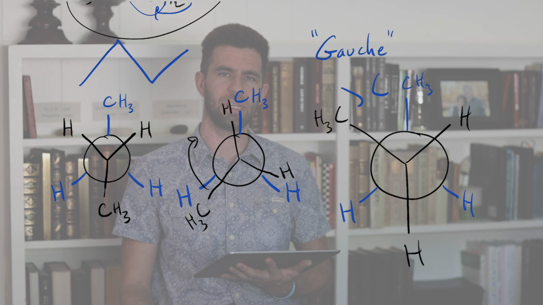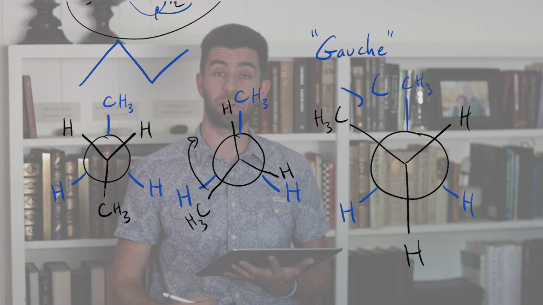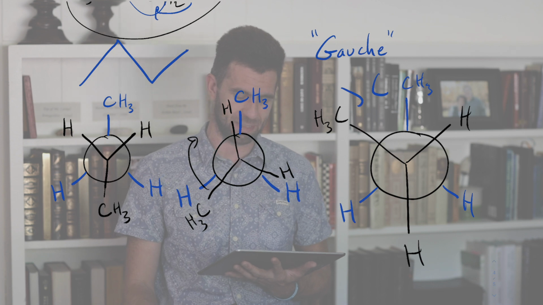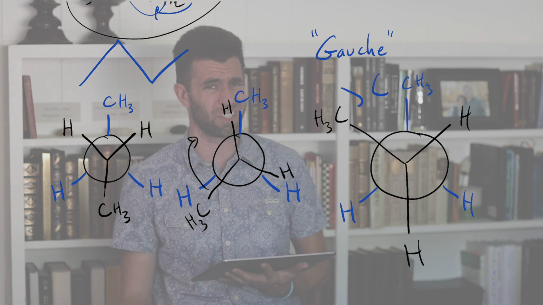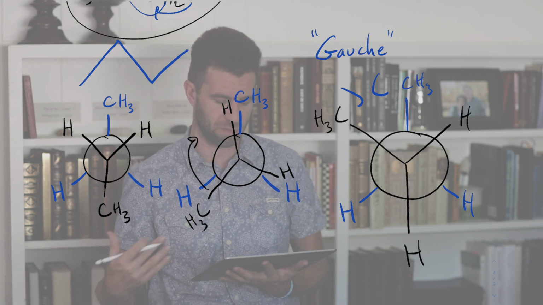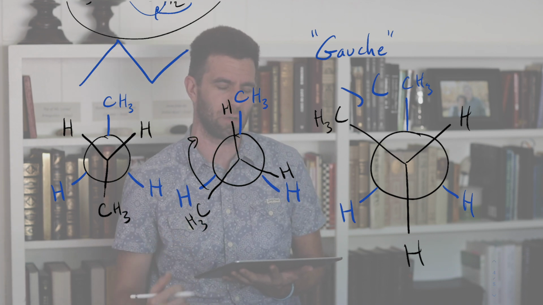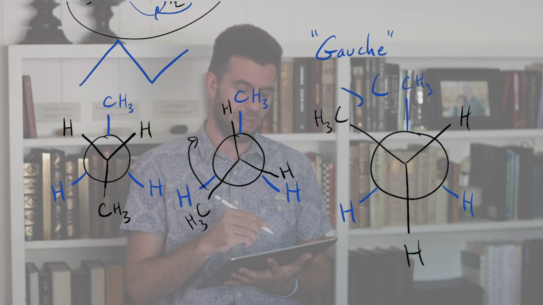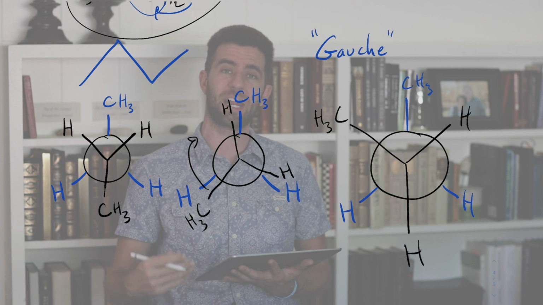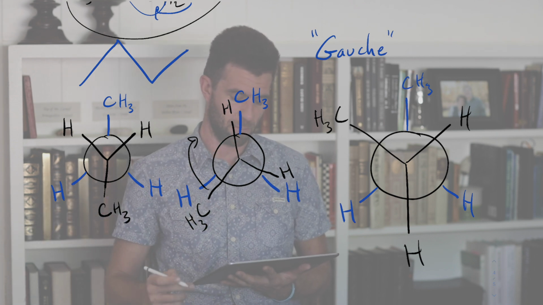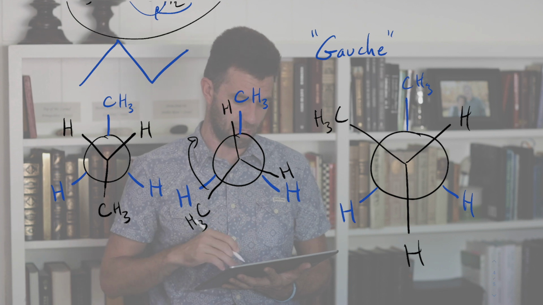Gauche is actually a word that means, the literal translation of gauche is awkward. So what that means is, oh man, it's staggered. It seems like it should be good, but it's a little awkward because we got those big groups next to each other. They're not fully interfering, but they're just kind of awkward next to each other. All right? So that's what gauche means, and that's what we get as we continue to rotate this thing around. All right? Now, let's keep going with this.